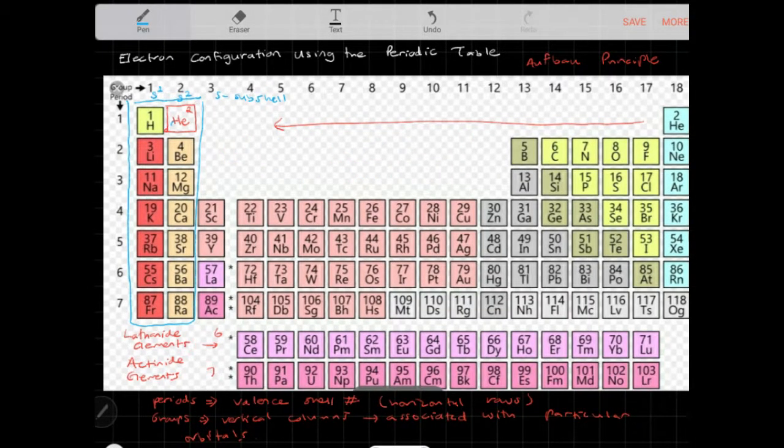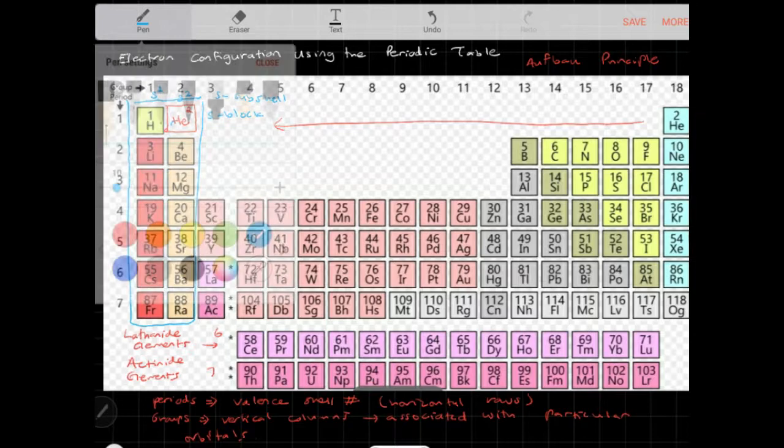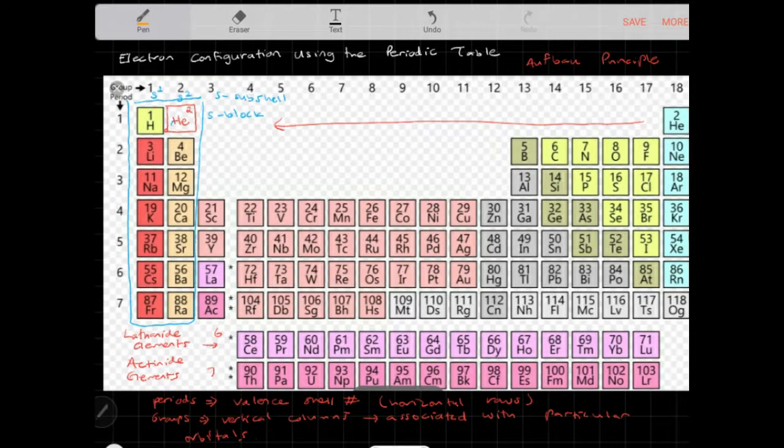Okay, so we looked at the S subshell region here. We'll call this specifically the S block, right? The next block that we're going to be looking at is this region here. And this guy here is called the P block. Okay, so I'm just going to highlight that region. So this is called the P block.